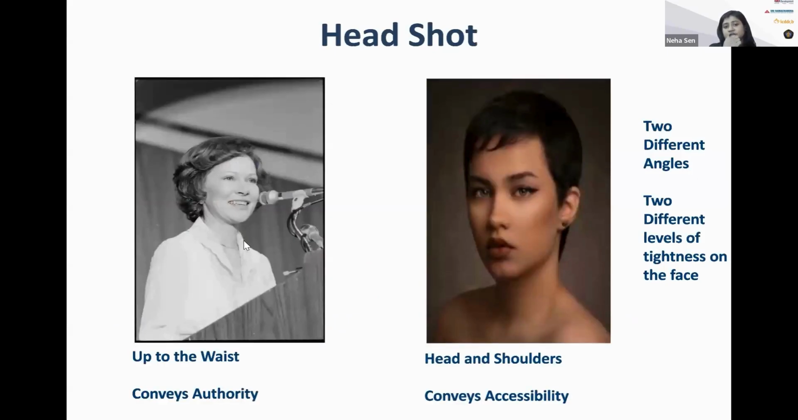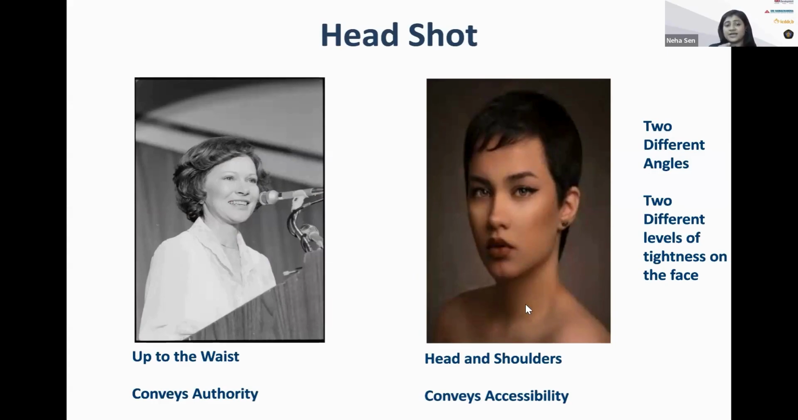This is one example of a headshot which has been taken from up to the waist, and it's not very tight on the face. It conveys authority, and it's very effective for events, especially if you have a podium and a mic somewhere around in the composition.